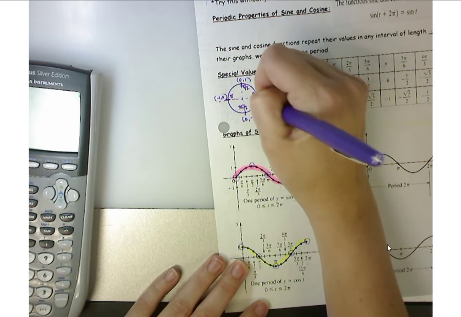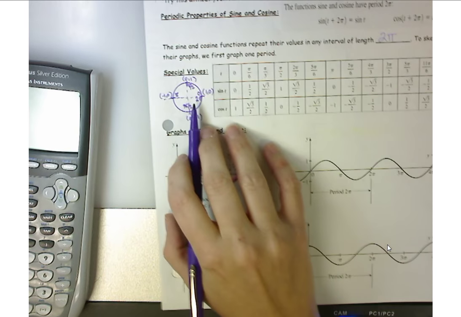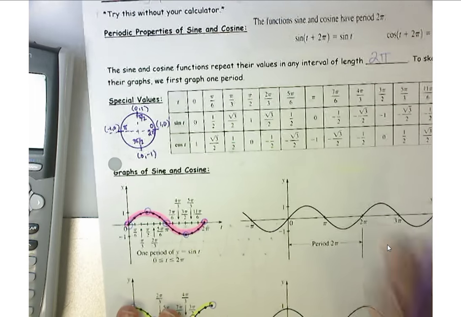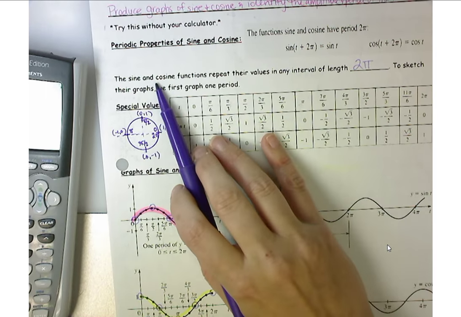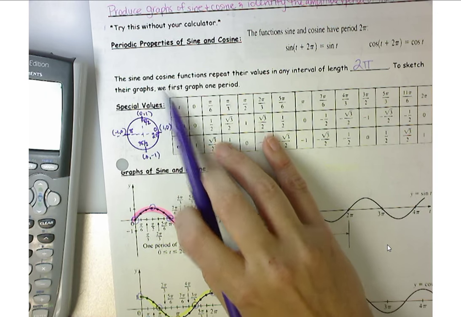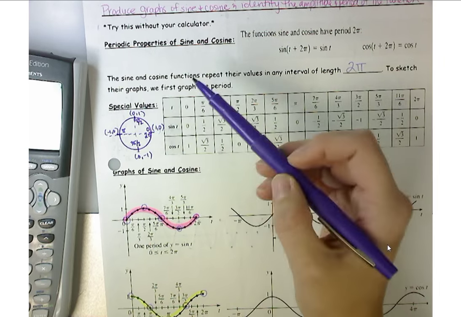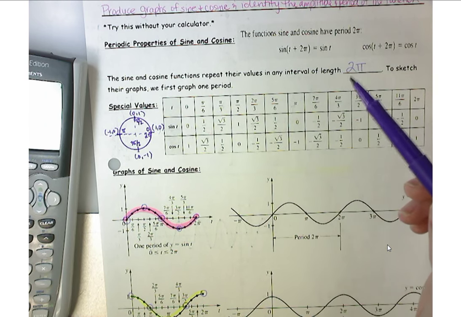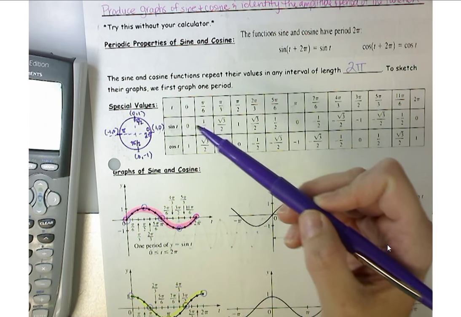So this was my 0, my pi over 2, my pi, 3 pi over 2, and then back at 2 pi. Now notice at 0 and 2 pi, I'm at the same exact point. That's because that is a full period, and when you have a full period, you are going to repeat the last value. So the sine and the cosine functions repeat their values in the length of 2 pi. And that's because it starts and ends on the same point.